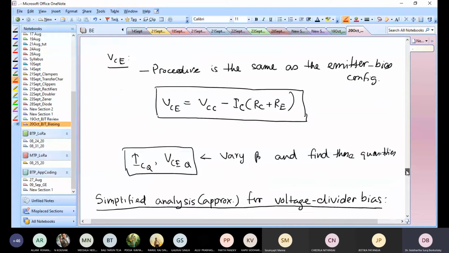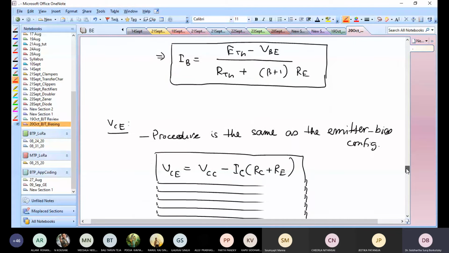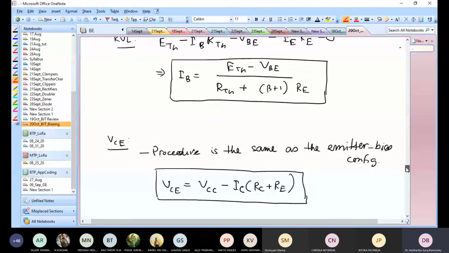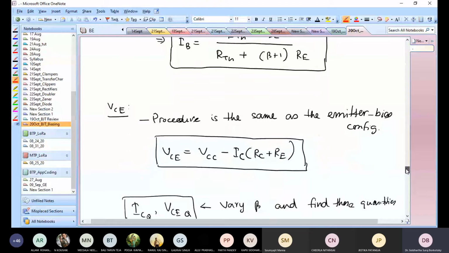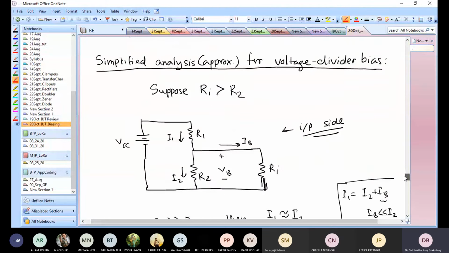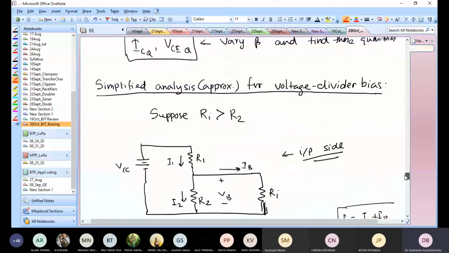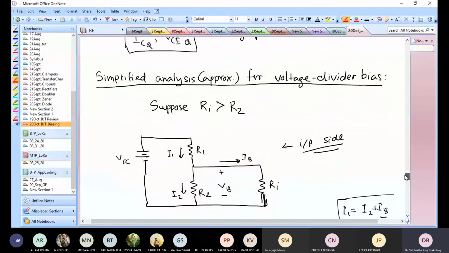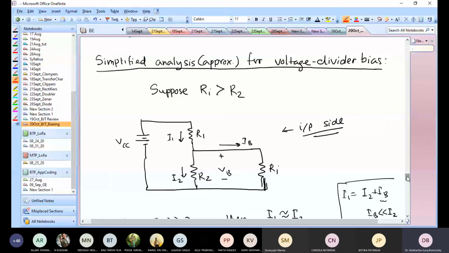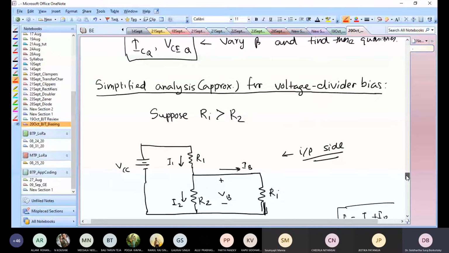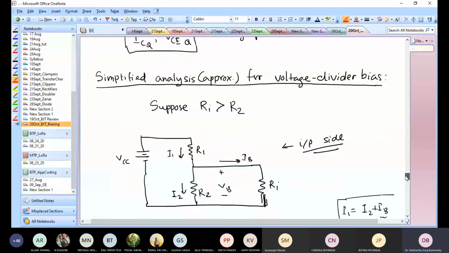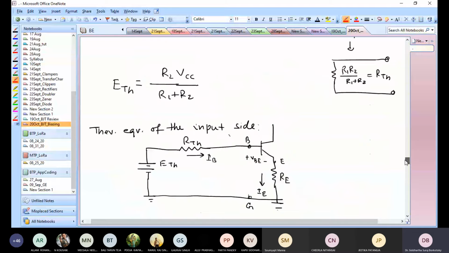And in this particular configuration, we did not discuss something yesterday. In this voltage divider configuration, you can do the analysis in a simpler manner as well, if you wish, in some cases. Okay, not always. So if you take the input side of the transistor, this was my input side.